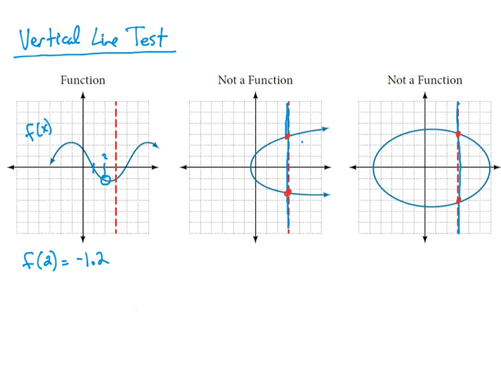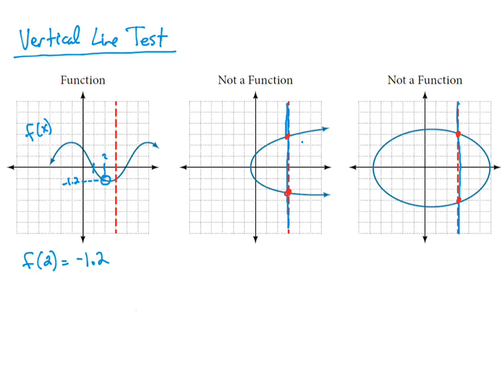So when we evaluate a function that is graphed, we use the input value along the x-axis, and then we trace it out to the graph, and then we see what that value is on the y-axis, so -1.2.